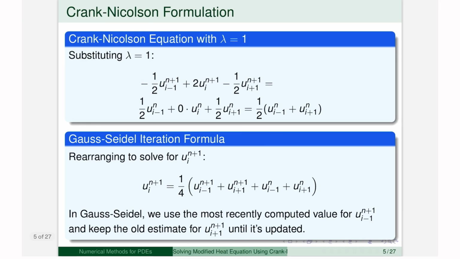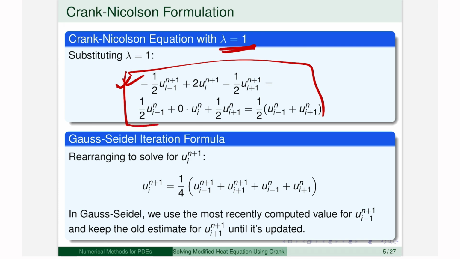Now the Crank-Nicolson formulation, the Crank-Nicolson equation with lambda equal to 1. In an earlier video I already derived the equation. So it is a special case. If lambda is equal to 1, substituting lambda, we'll get this equation.